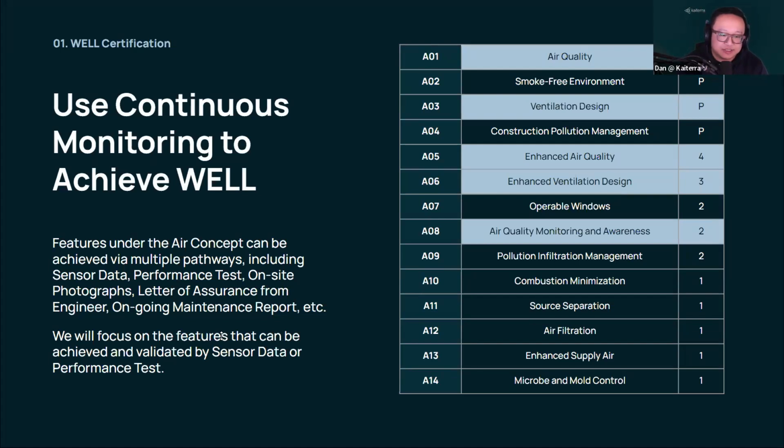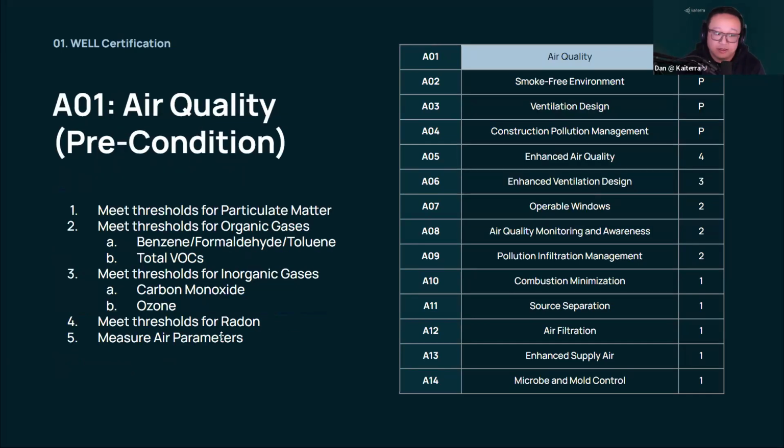Now, when it comes to using sensor data and continuous monitoring to achieve WELL certification, there are some great features and points that you can earn through this pathway. We briefly mentioned it before, but A01 is all about air quality. It's a precondition, which means you have to achieve this in order to get your WELL certification, and it's broken down into 5 parts.